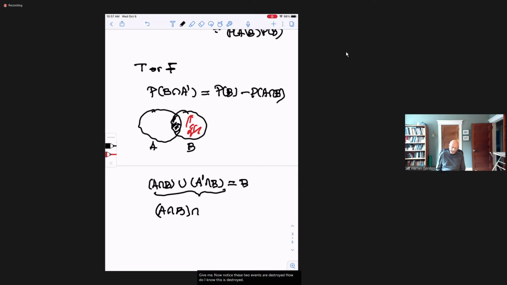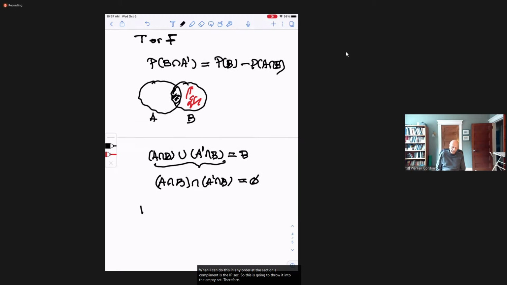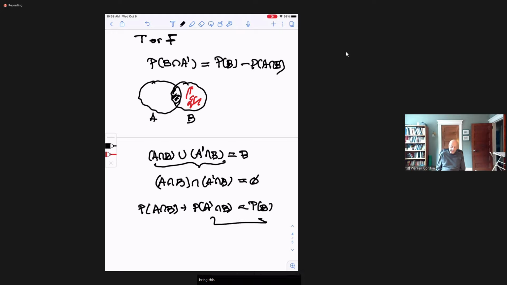If I take their intersection, and I can do this in any order, A intersection A complement is the empty set, so this is going to turn out to be the empty set. Therefore, P of A intersection B plus P of A complement intersection B equals P of B. Bring this over to the other side and you've proven it. That's more of a formal proof.